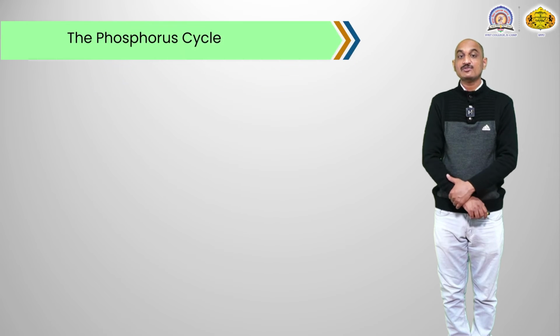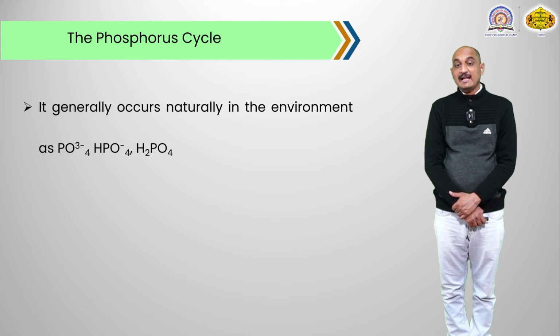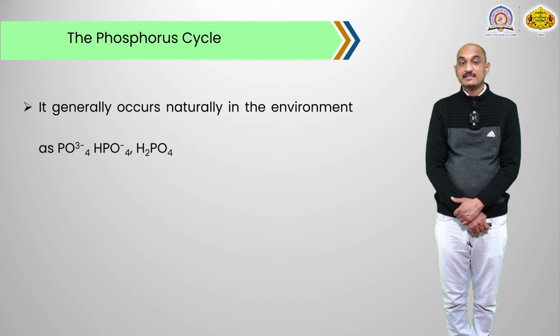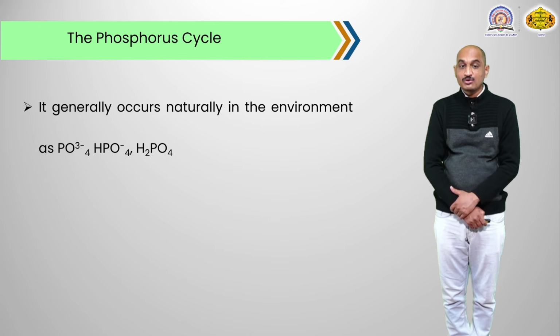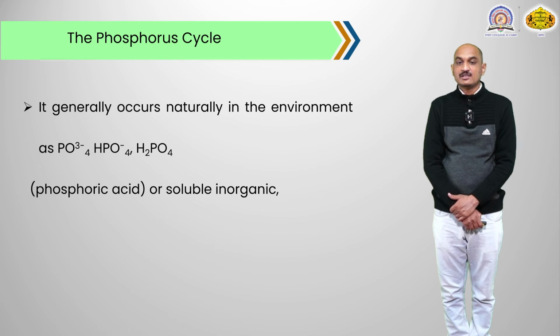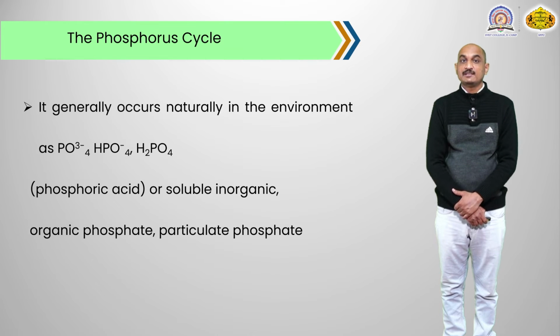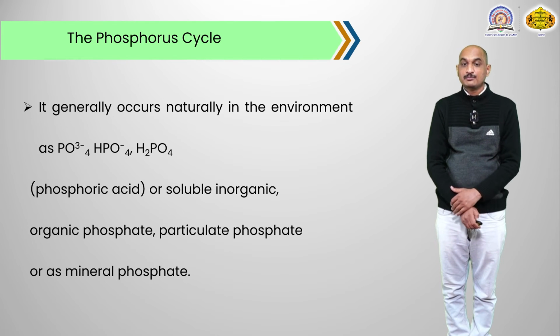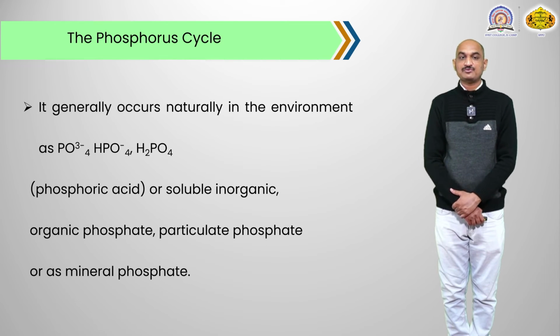Okay. After the nitrogen cycle, the next important cycle is the phosphorus cycle. We know that phosphorus generally occurs naturally in the environment as phosphates PO4 3 minus, then HPO4 2 minus, that is hydrogen phosphate, and H2PO4 minus, that is dihydrogen phosphate, or it is available in nature as soluble inorganic and soluble organic phosphates, then particulate phosphates, or as a mineral phosphate. These are the different naturally occurring forms of the phosphates in the environment.